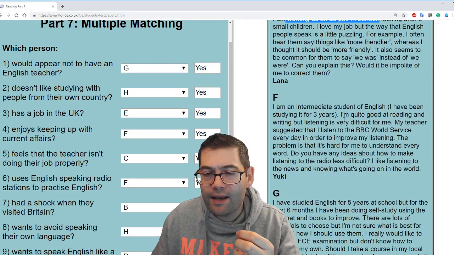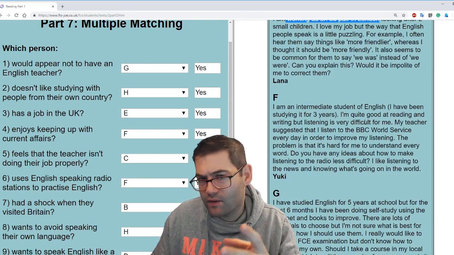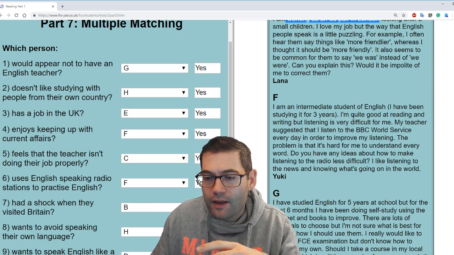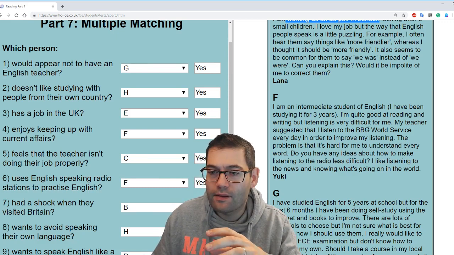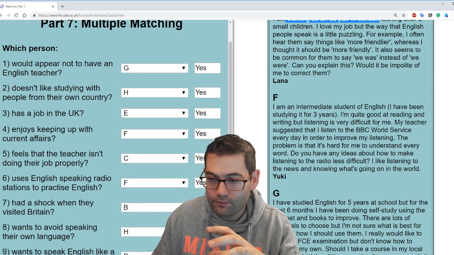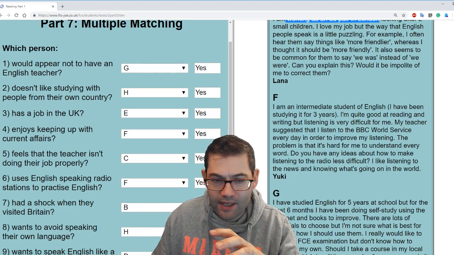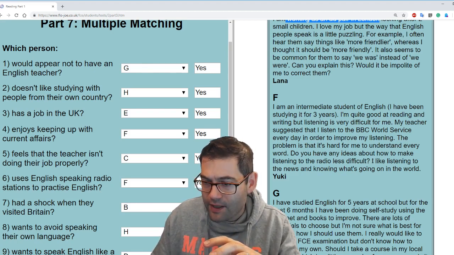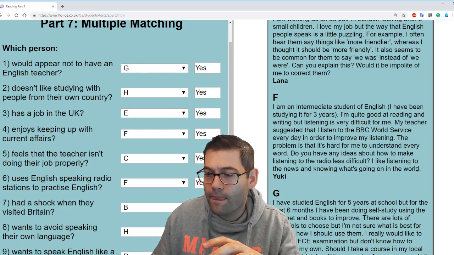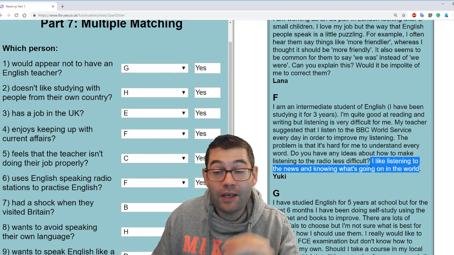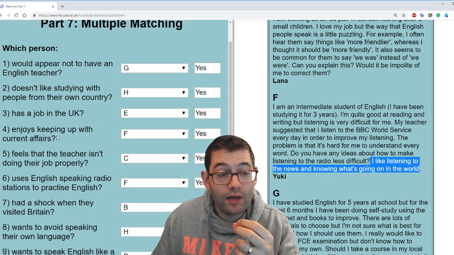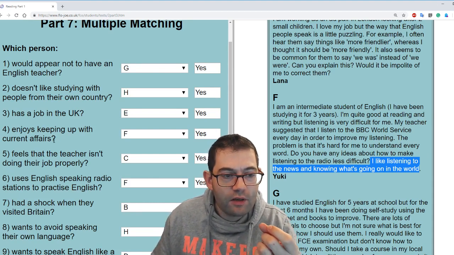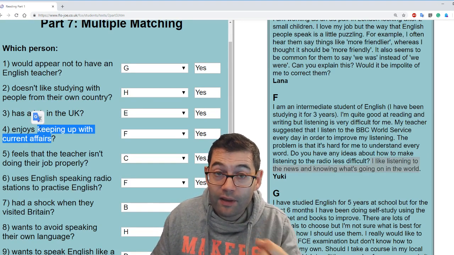Now, we didn't highlight this information, so we would have to go back into the texts to perhaps have a look at this. But if we remember, in F, what does the person say? Here we go, at the end. I like listening to the news and knowing what's going on in the world. If you want to keep up with the news and you want to know what's going on in the world, that means that you try to keep up with current affairs.